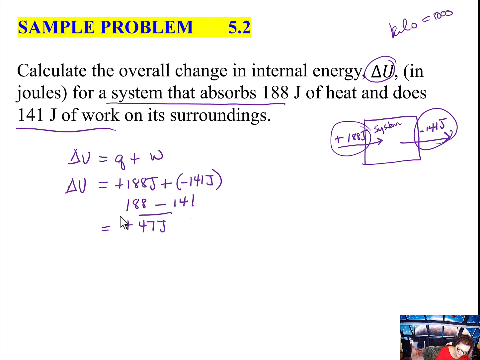So in this scenario, I've added energy in the form of heat, and then I've lost some energy in the form of work. And so overall I'm going to have a net effect of an additional 47 joules after I do that. So that's what that means.